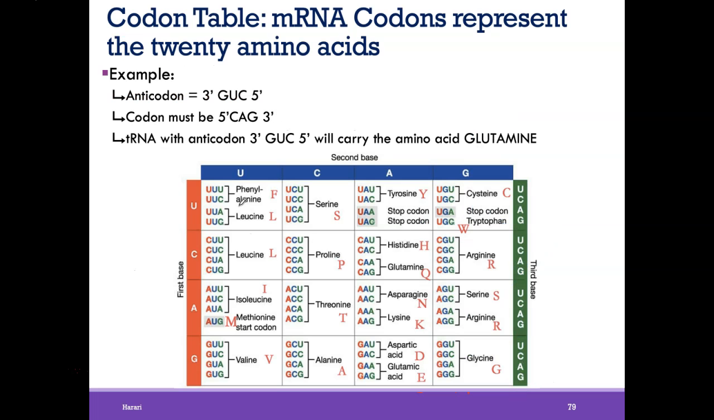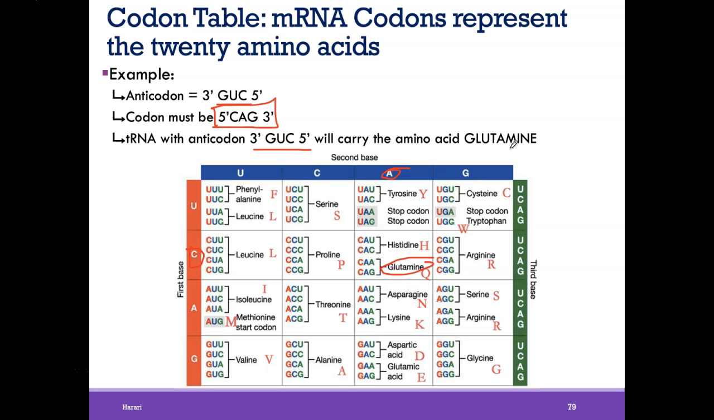Let me show you that on the next slide. We said our anticodon was GUC. That means our codon must be this. Once we figure out the codon, we can then look at the codon table. This is a codon table. So the codon CAG encodes for the amino acid glutamine. That means a tRNA with the anticodon 3' GUC will carry the amino acid glutamine.